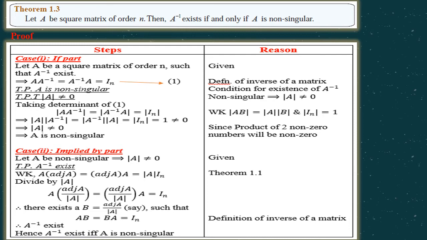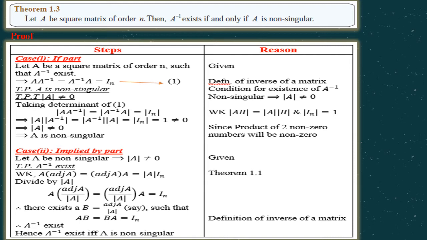Now we need to prove A is non-singular. You know the definition of non-singular, that is to prove determinant A not equal to 0. For this we take determinant throughout the equation 1. So it becomes determinant of A into A inverse equal to determinant of A inverse into A equal to determinant I_n. We know the property of determinant: determinant AB equal to determinant A into determinant B. And determinant I_n equal to 1. Apply these two properties in the equation.